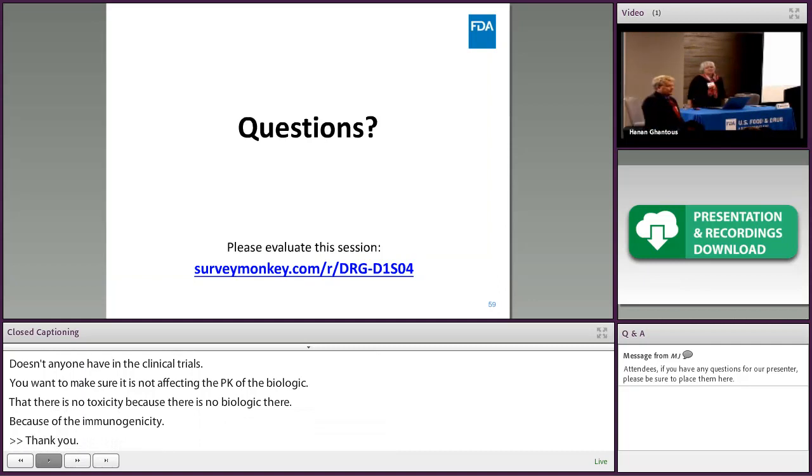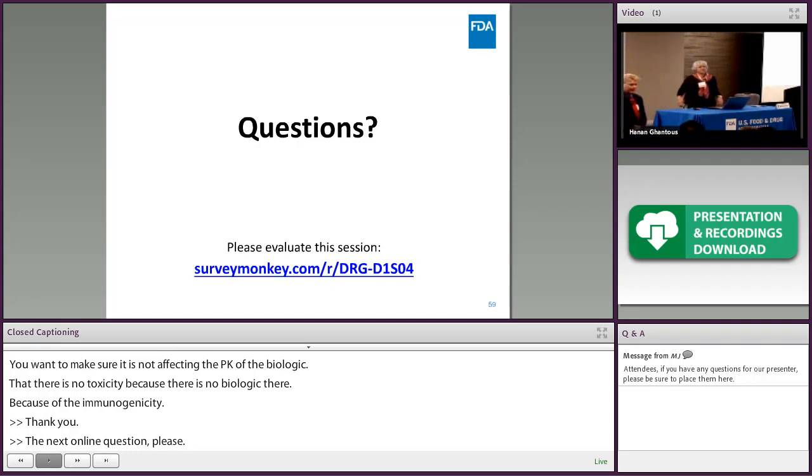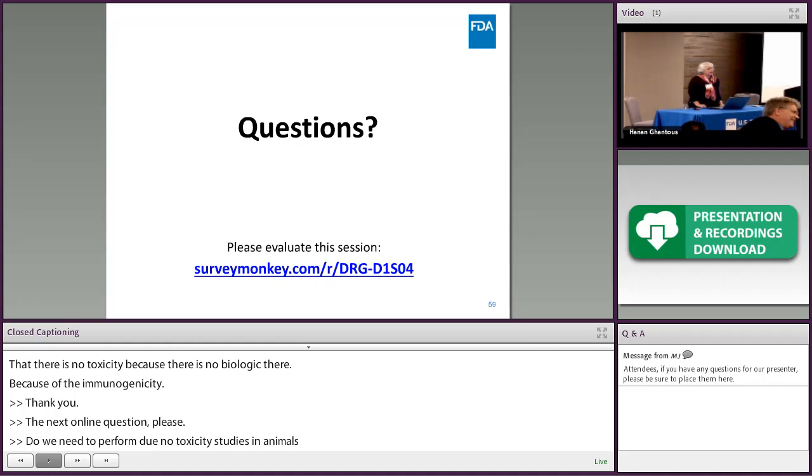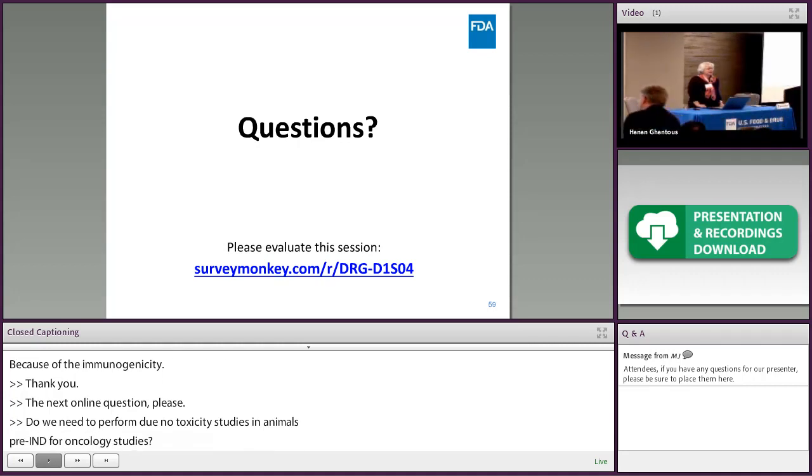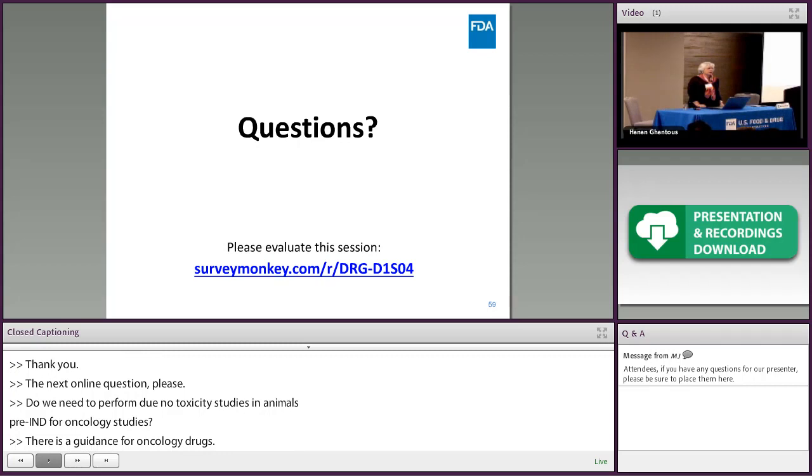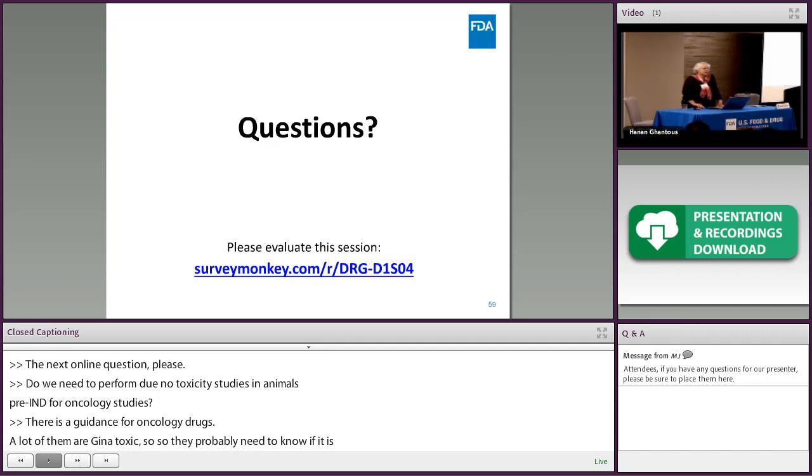All right, the next online question, please. Do we need to perform genotoxicity studies in animals, pre-IND, for oncology drugs, as an example small molecules? Again, there's a guidance for oncology drugs, ICH S9, but a lot of oncology drugs are genotoxic, so they probably need to do something to know if it's genotoxic or not. They don't need to do carcinogenicity for those studies, definitely. But it depends on the drug.